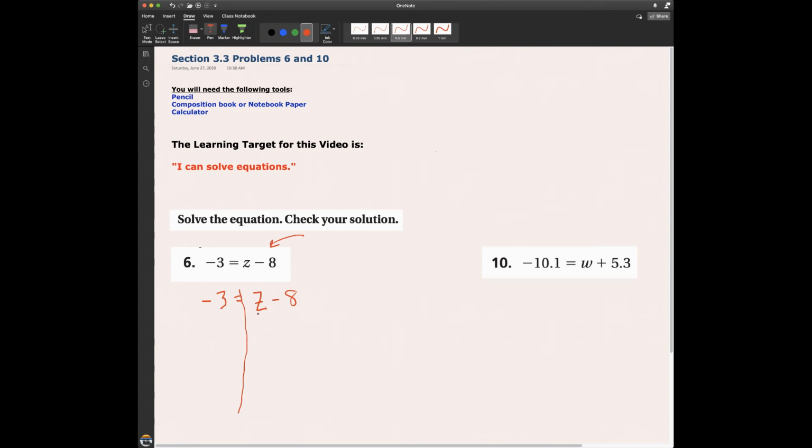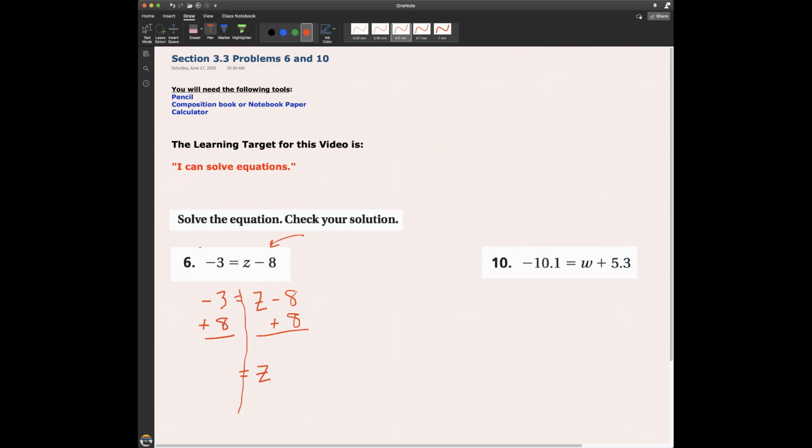So to get z by itself, notice I am subtracting 8 from this side. So what is the inverse operation for subtraction? Well, it is addition. So if I add 8 to this side, then I'm subtracting 8, I'm adding 8, I end up with 0. That gives me z all by itself. But the addition property of equality says if I add something to one side of an equation, I have to add the exact same thing to the other side, or the equation's not equal anymore. It's not an equation, all right?